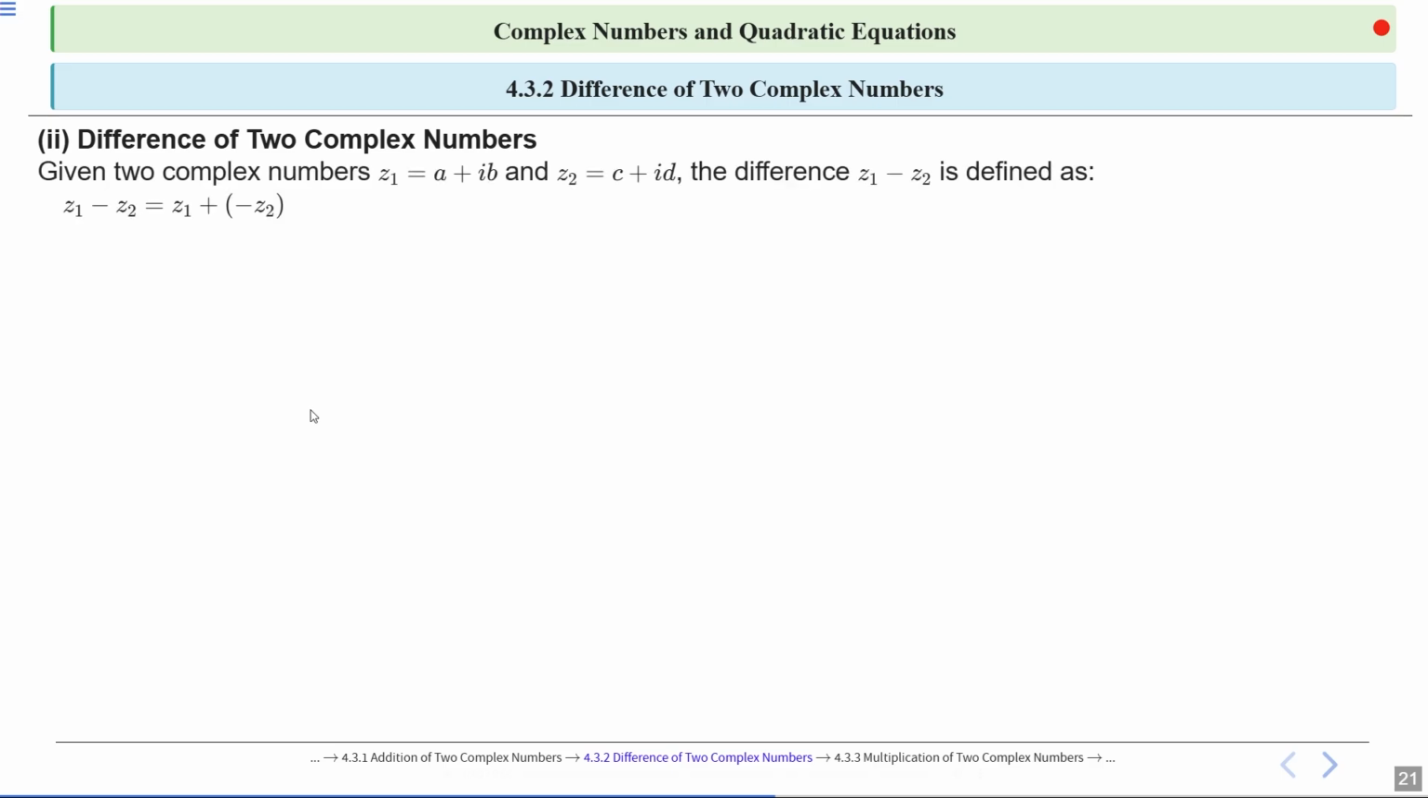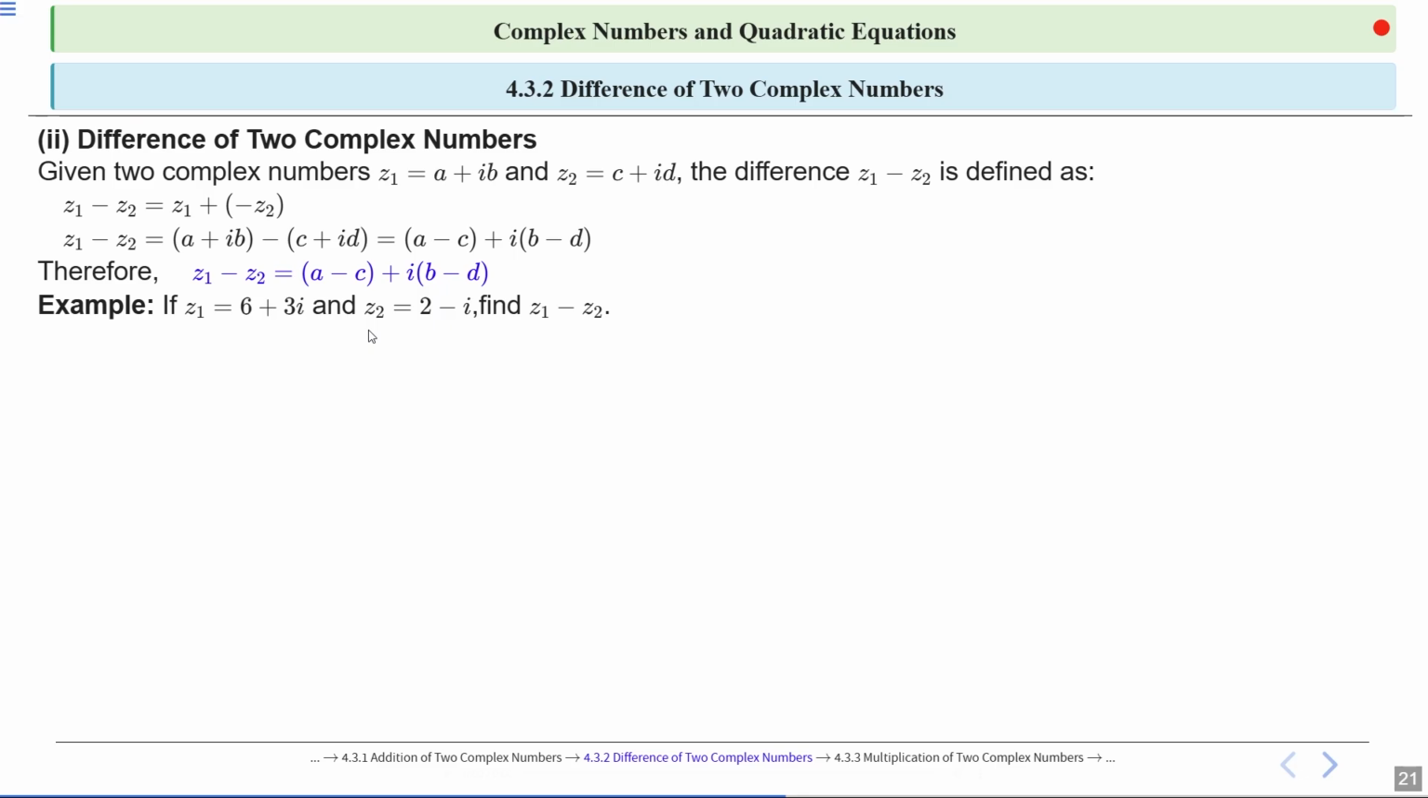So given two complex numbers z1 equals a plus iota times b and z2 equals c plus iota times d, then the difference z1 minus z2 is defined as z1 minus z2 equals z1 plus minus z2. So z1 minus z2 equals a plus iota times b minus c plus iota times d equals a minus c plus iota times b minus d. Therefore, z1 minus z2 equals a minus c plus iota times b minus d.